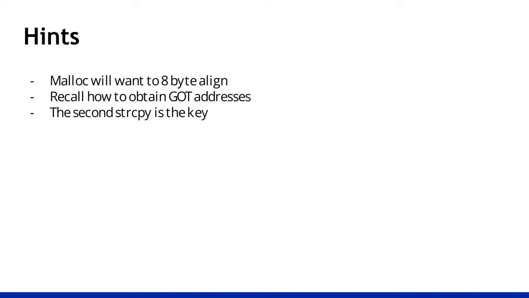And if you remember how to obtain global offset table addresses, that's going to be very important, because there's one function at the very end of the program that's called, that you can use to redirect the program to somewhere where you want to go. And finally, the second string copy is the key to this redirection.